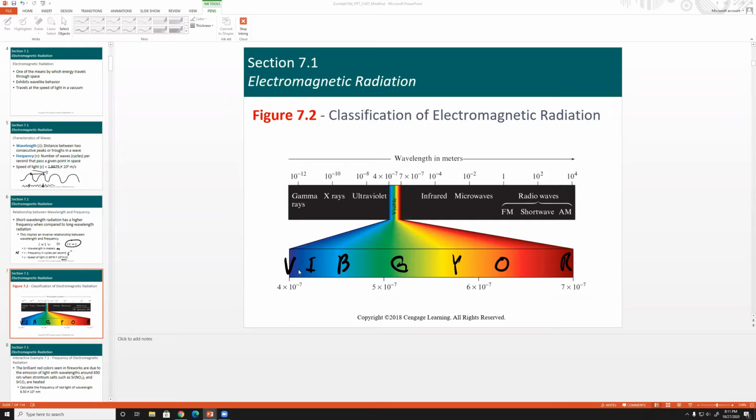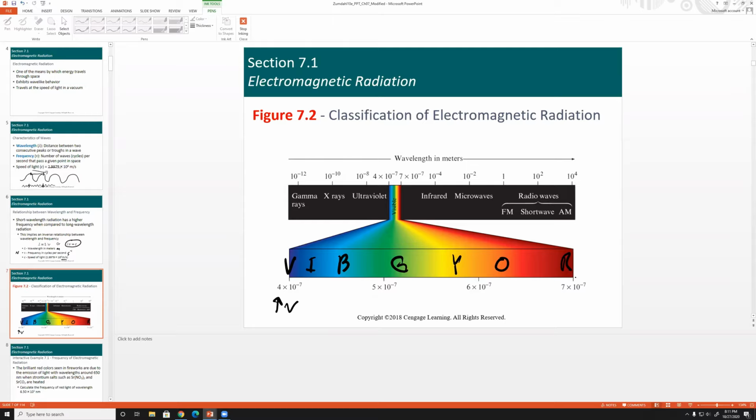So one of the key things about understanding this EM radiation is understanding that wavelength and frequency are inversely proportional. So for example, violet, which happens to be the highest frequency visible light, tends to have the smallest wavelength. So this chart goes wavelength in meters. This one has 4 × 10⁻⁷, or 400 nanometers.